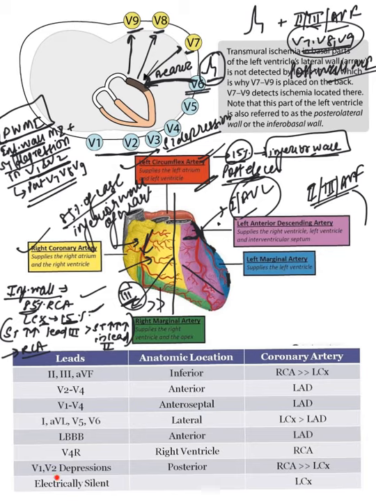Another clue of posterior wall MI on a normal 12 lead ECG is ST elevation in V6. So if inferior wall MI is associated with ST elevation in V6, then we should suspect posterior wall MI, because V6 is nearest to the posterior wall.